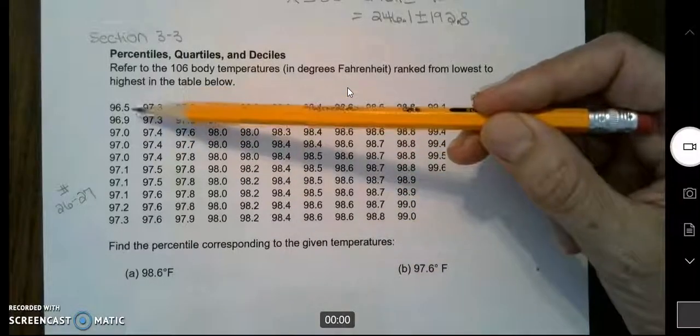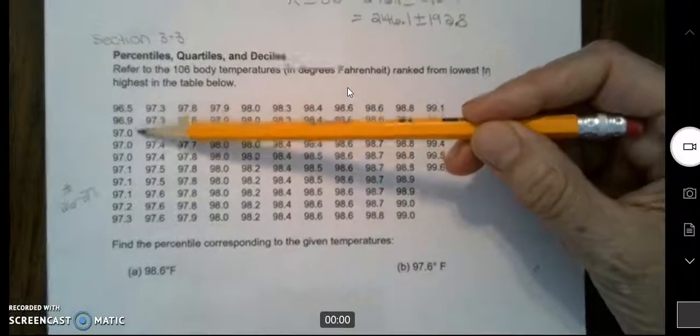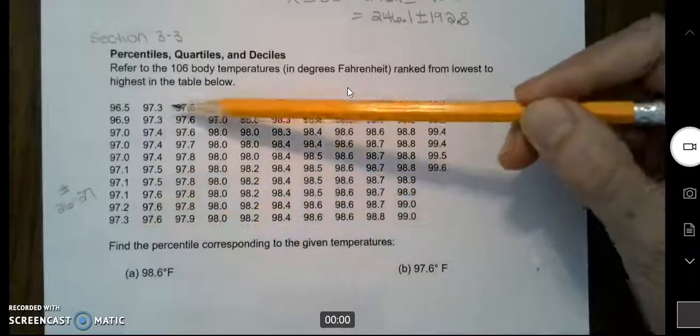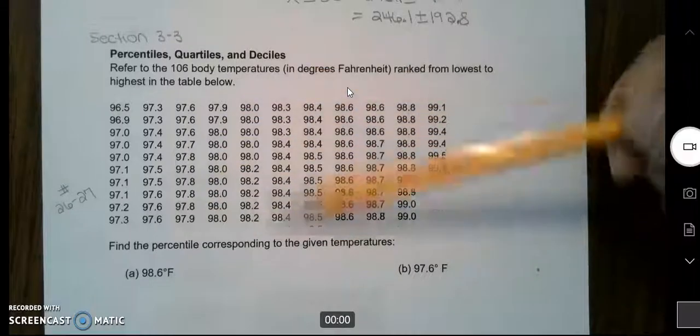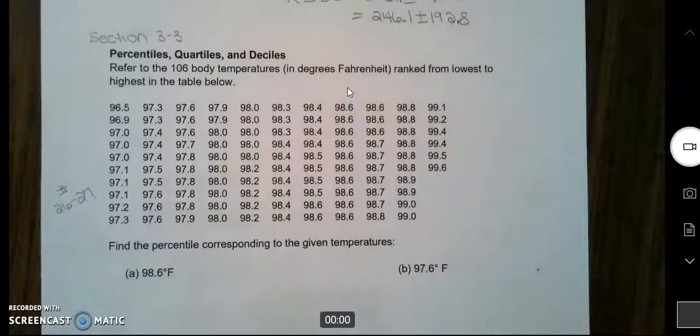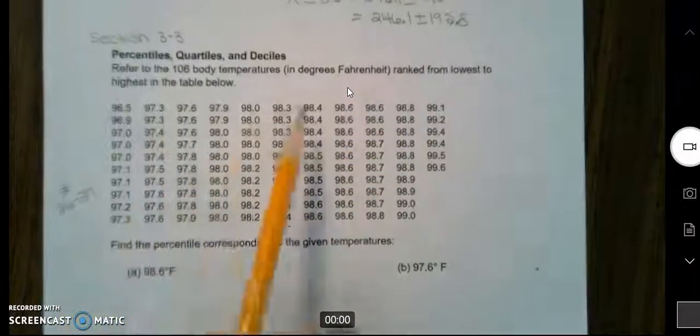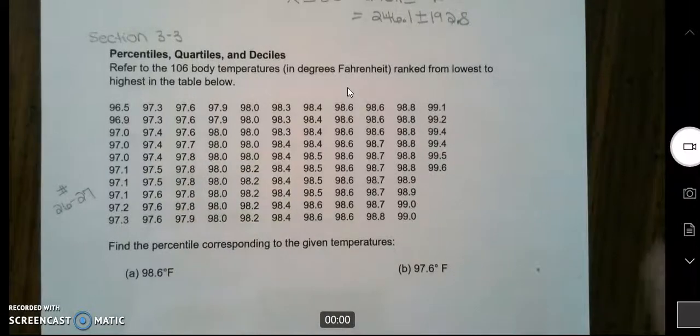Now, these are in order going up and down. So this is lowest, and you go down. This is the 10th one, the 20th one. So they're going in order up and down. Now, in the homework, make sure they're in order, and they could be going in order across. So just pay attention to that before you start the homework.